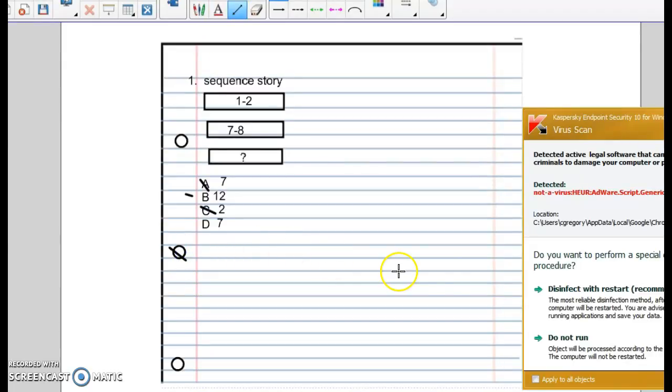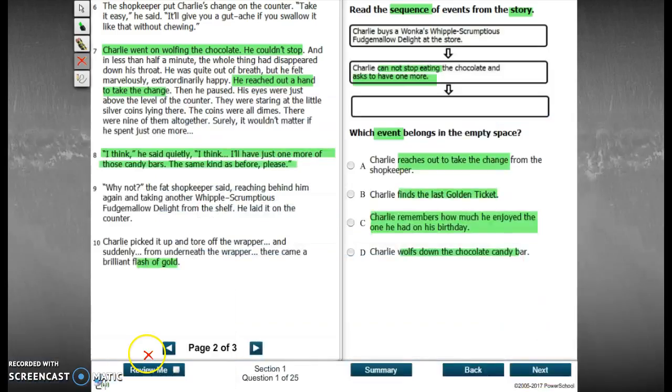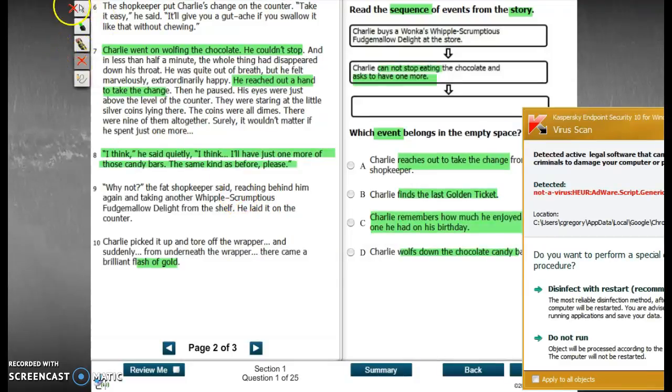I've got stuff popping up on my screen. Nice. Okay, so it has to be B, paragraph 12, because if we're sequencing, this was in 1 and 2, 7, 8, it has to be at the end. I'm going to give that your choice. Get rid of these, and you have proven it beautifully on your loose leaf. That is it for number 1.